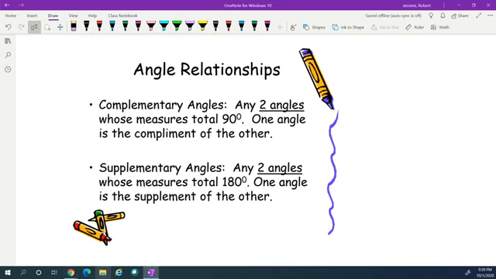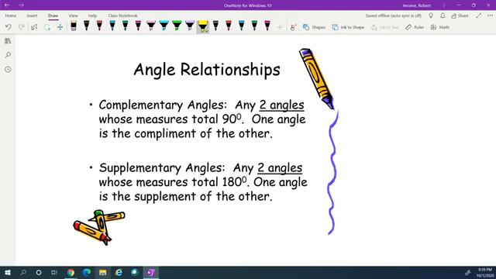Complementary angles, two angles whose measures total 90 degrees. So one is the complement to the other. It is not one angle, three angles, many angles. Complementary angles are two angles whose total is 90 degrees.